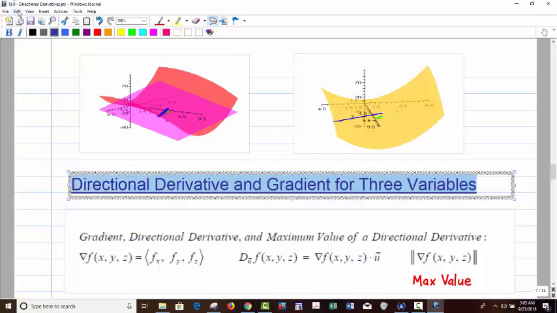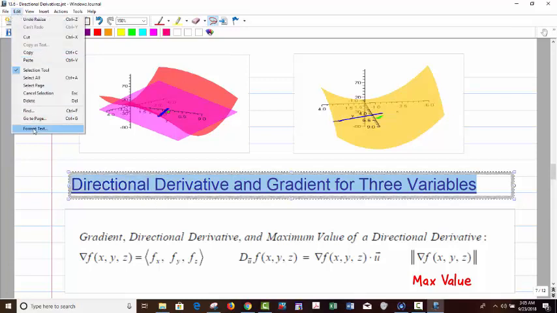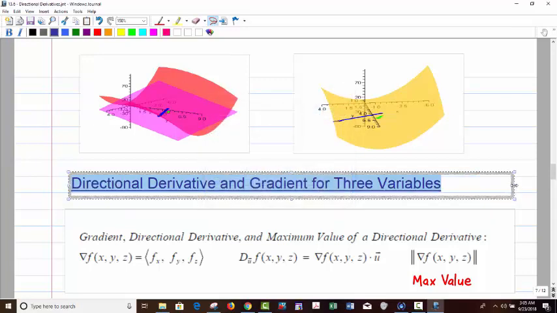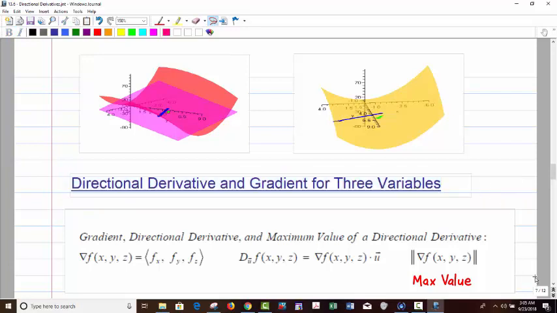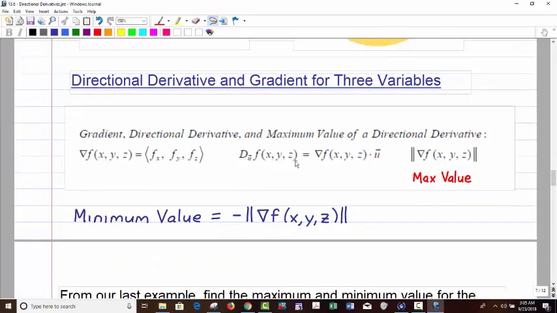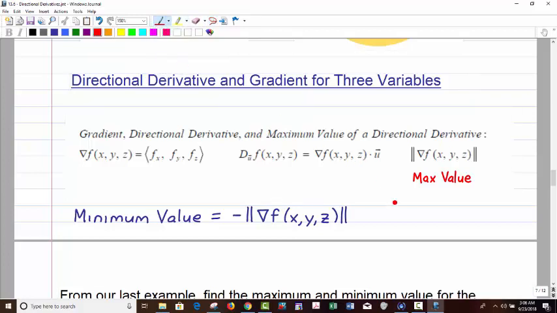For 3 variables, essentially the same thing. Same exact formula. So the directional derivative will be the gradient of f of x, y, z dotted with that unit vector. But here's a new thing we're going to learn. Like I told you earlier, you take a point on a 3-dimensional surface and you technically have infinite possible slopes that you can choose on that graph.